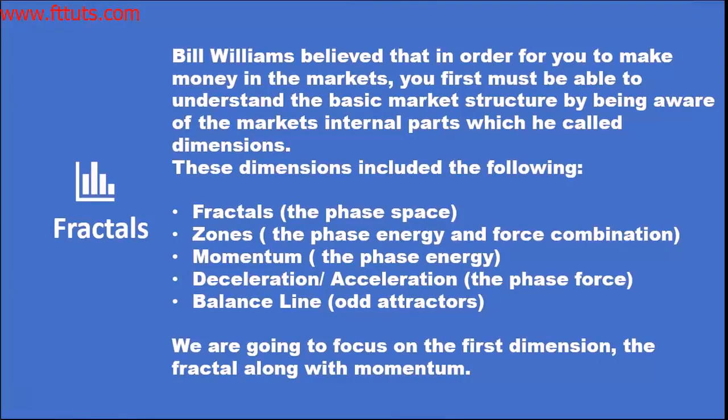So Bill Williams believed that in order for you to make money in the market, you first must be able to understand the basic market structure by being aware of the market's internal parts, which he called dimensions. So these dimensions include the following: the fractals, which is the phase space; the zones, which is the phase energy and force combination; the momentum, which is the phase energy, deceleration, acceleration, the phase force; balance line, which is the odd attractors. So we're going to be focused on the first dimension, the fractals, along with the momentum, which is the third dimension.